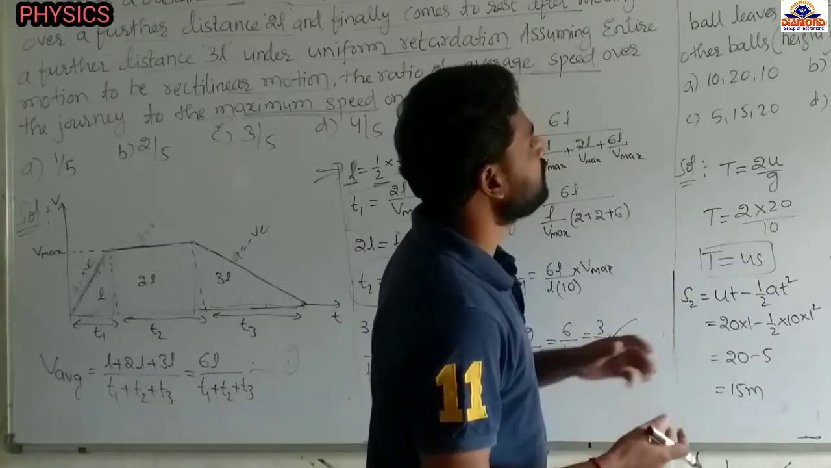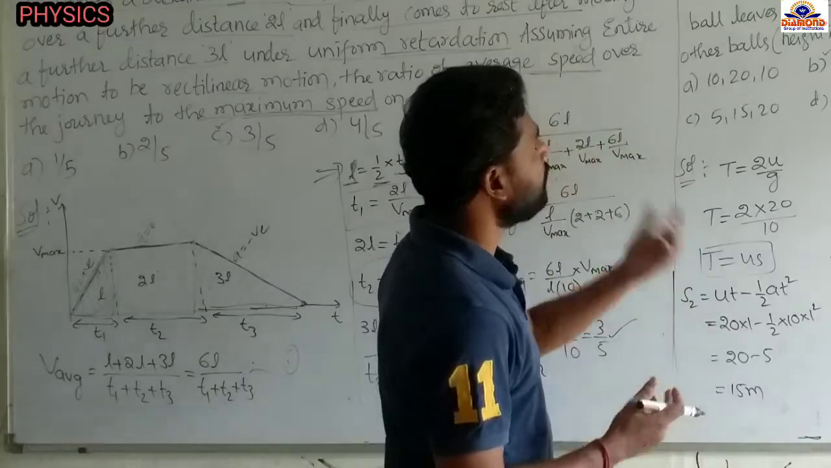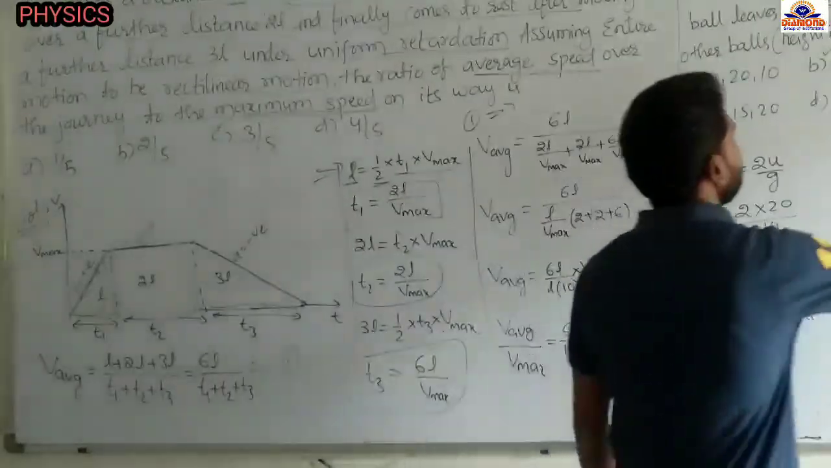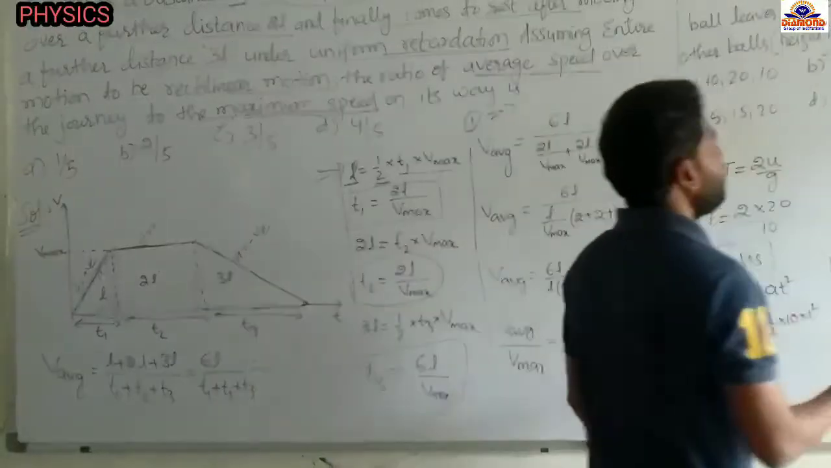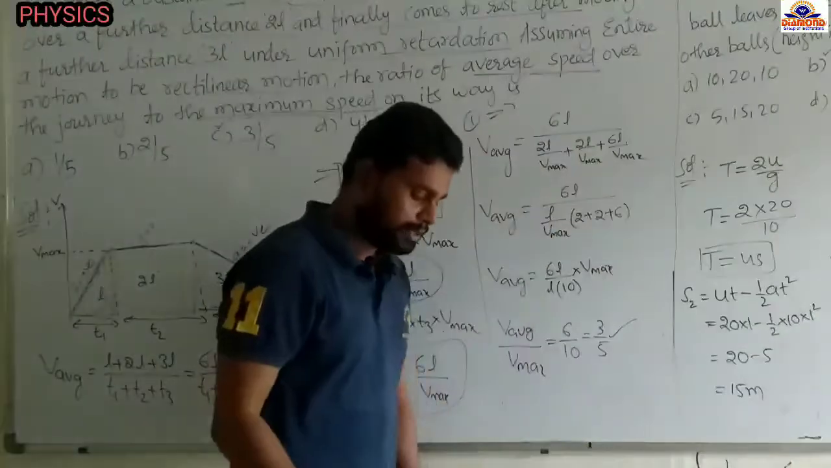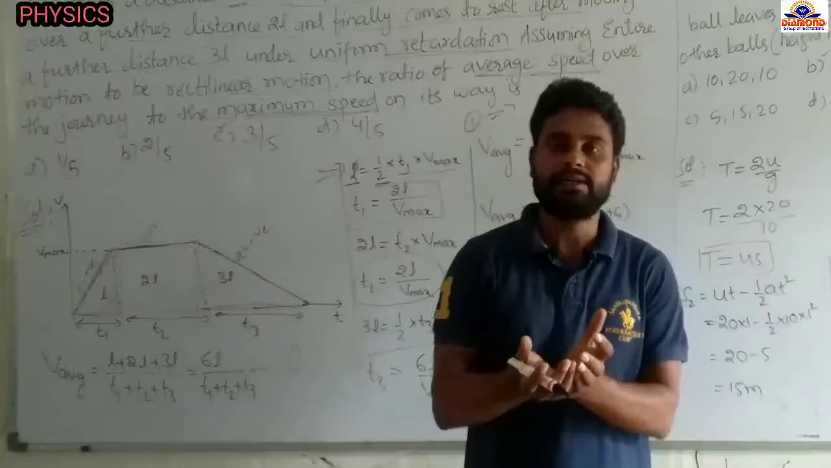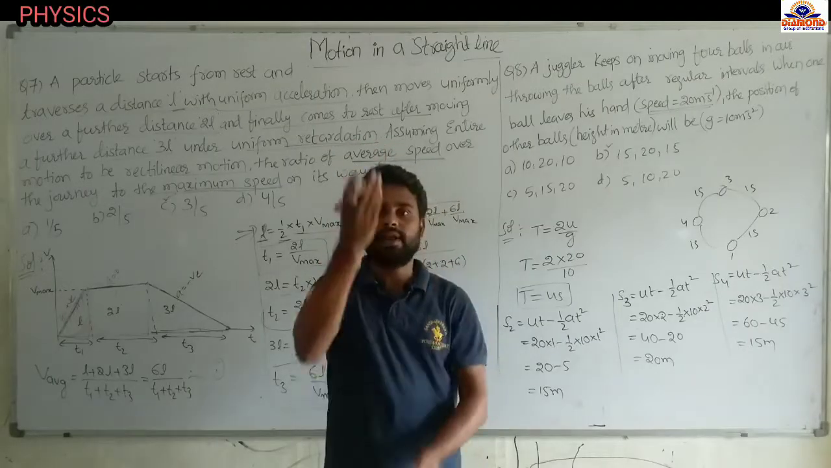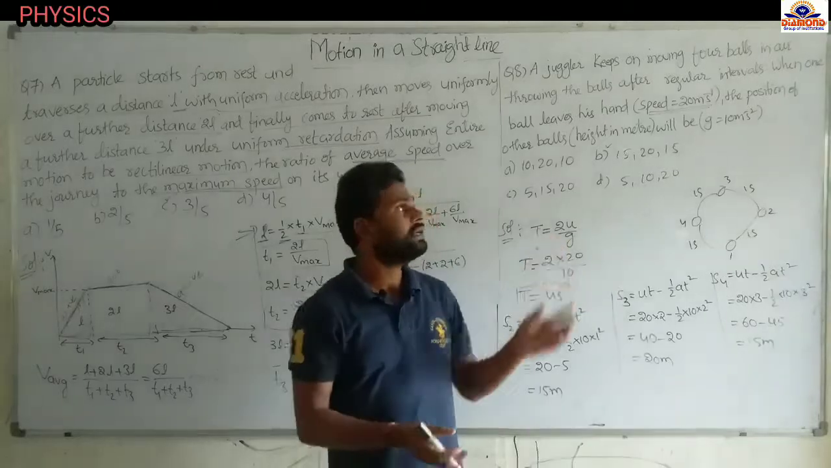When one ball leaves his hand, we have to find the position of the other balls. The speed of the ball is given as 20 meter per second. He is throwing the balls with 20 meter per second. Already you know that he is taking 4 balls. He is throwing 1 ball, and immediately 1 more ball, like this he is throwing the balls.